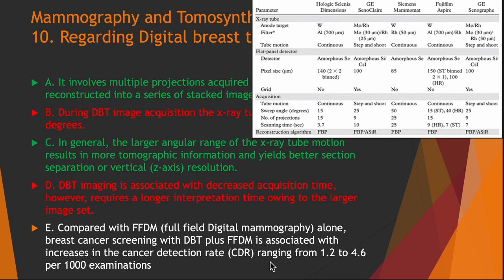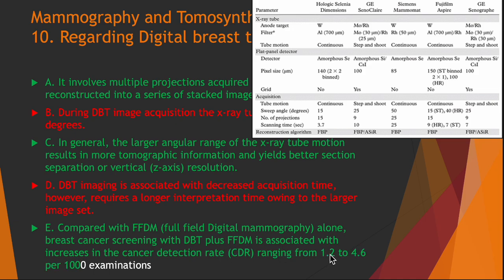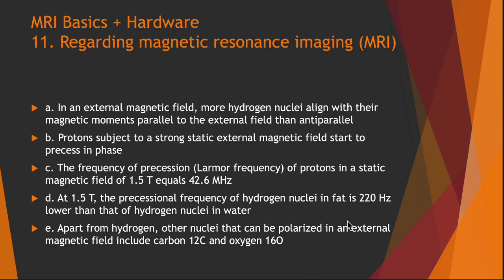So definitely, as per logic, we will be aware that 1.2 to 4.6 is a very particular number, but definitely it increases the cancer detection rate. So the answer is true logically, but yes, I am giving you the number also: it increases the detection rate of cancer by 1.2 to 4.6 per thousand exams.